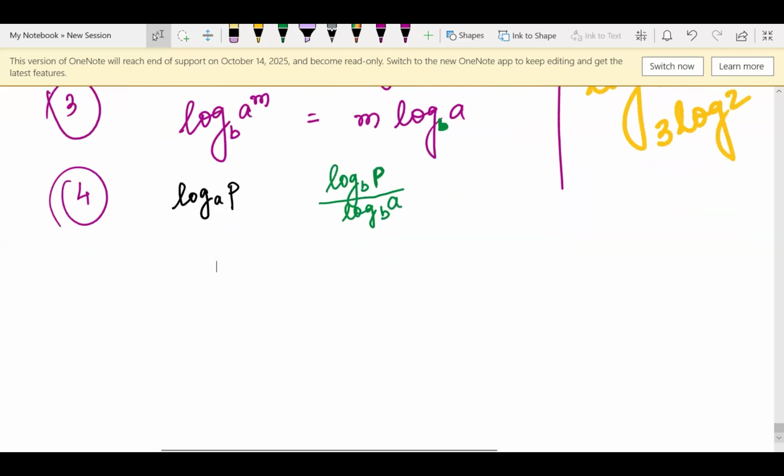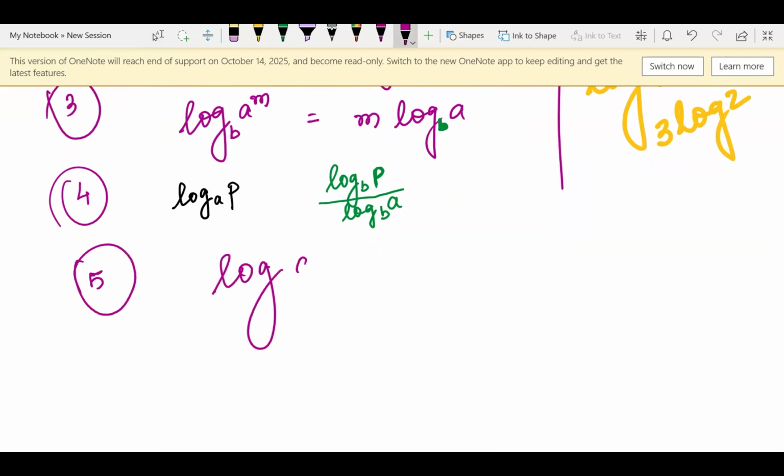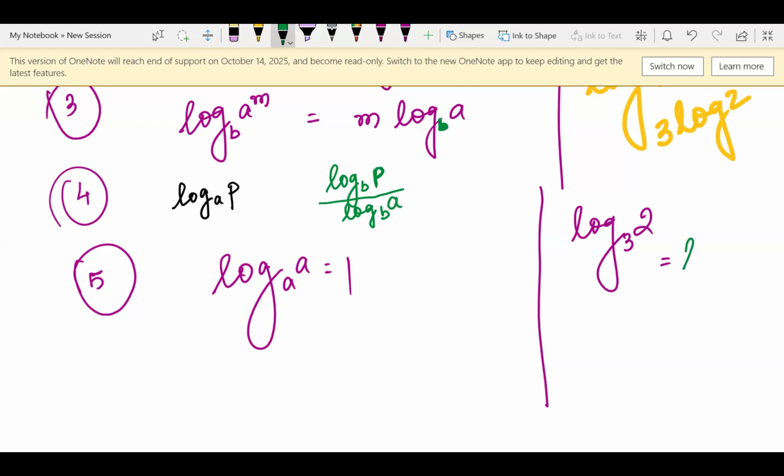So the next rule is log a base a is 1. Now I am going to show you the application for rule number 4. If we are having, let's say, log 2 base 3, and due to any reason or maybe proving the left hand side right hand side, I want to make the base as 2. So logarithm says yes, you can make the base as 2.